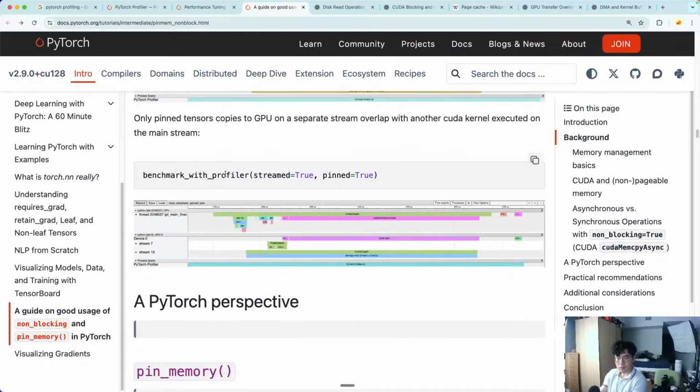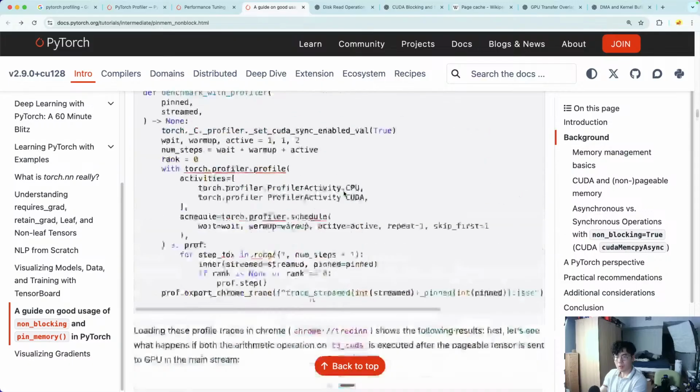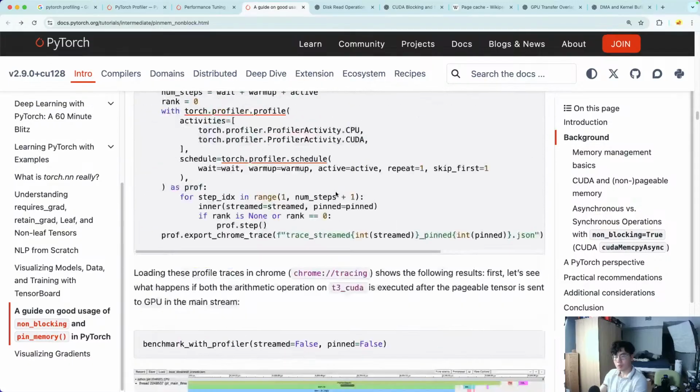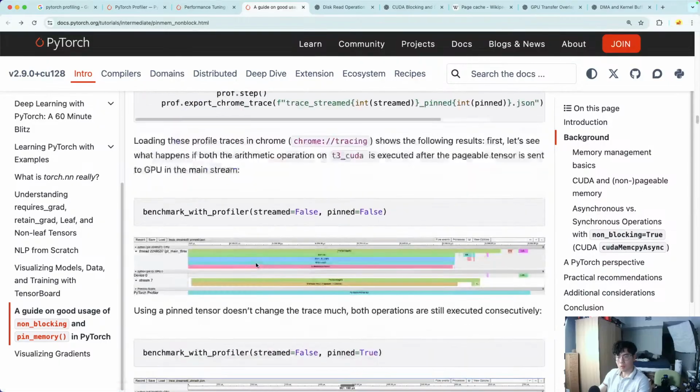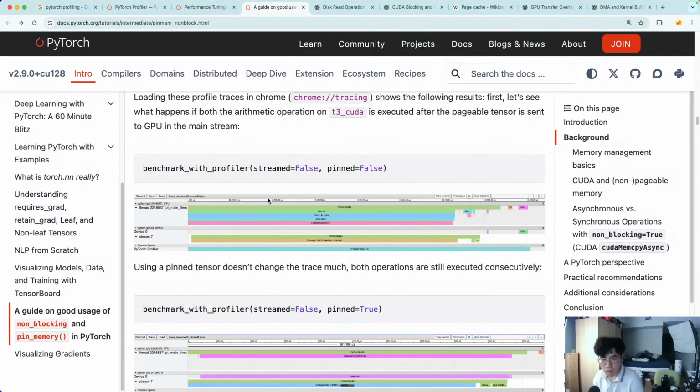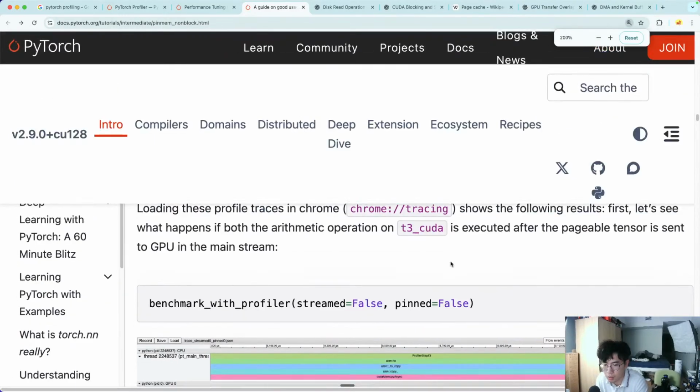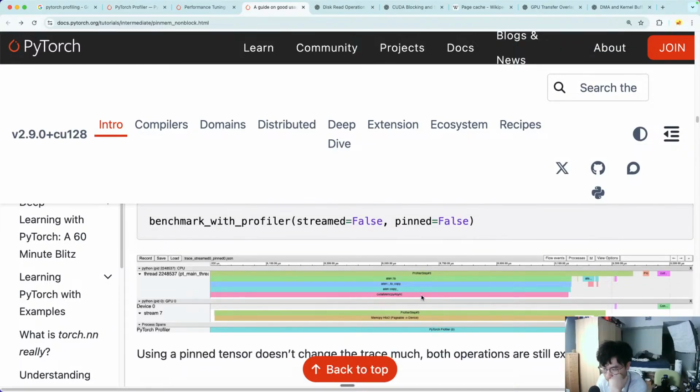I don't know how to read this. It's just telling these operations how long they take, right? It's too small though. Host and device.